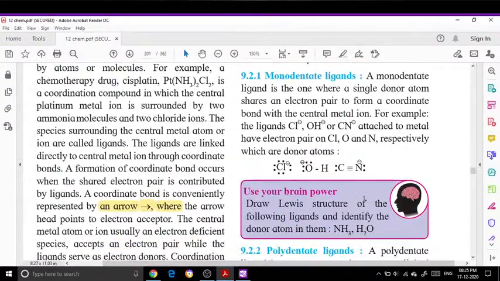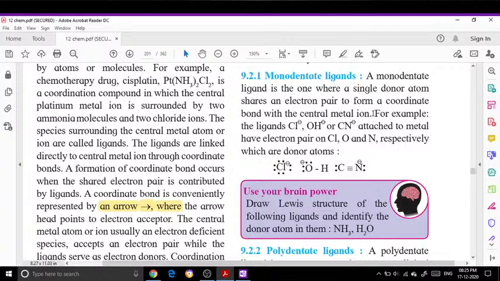Now see here, monodentate ligand. Monodentate, mono means what? One. So one pair donor, that is a monodentate ligand. Now a monodentate ligand is the one where a single donor atom is present.